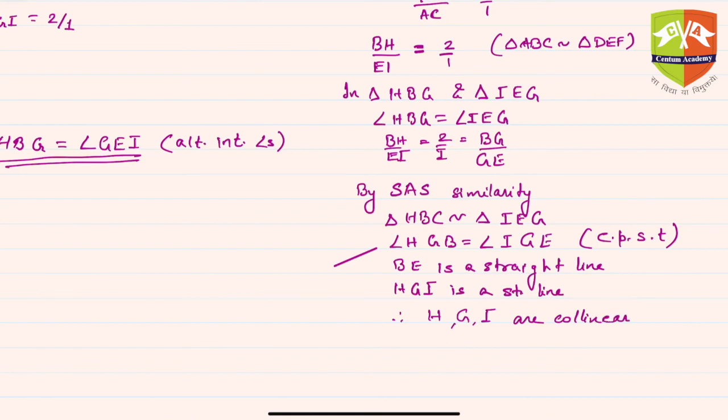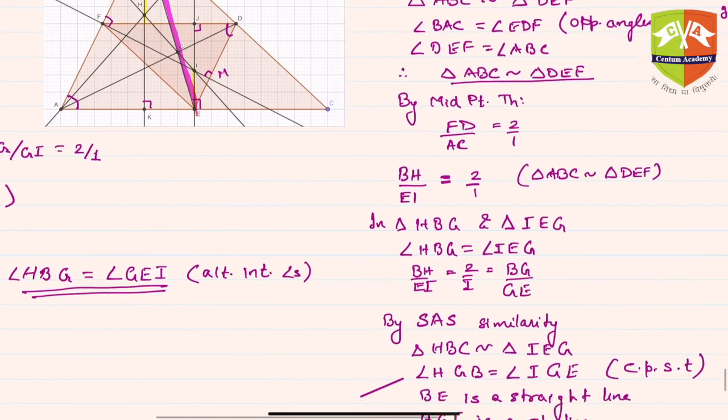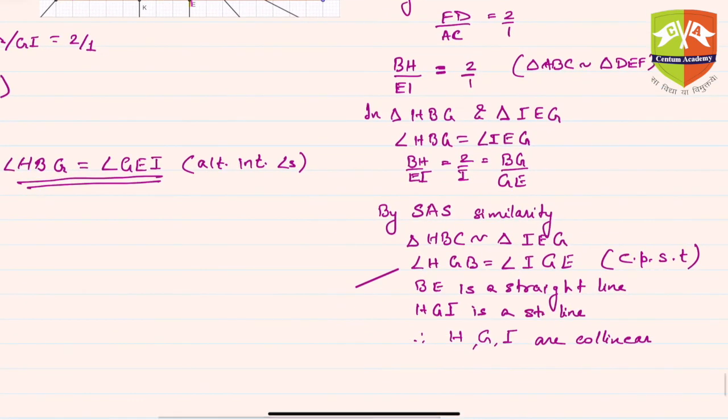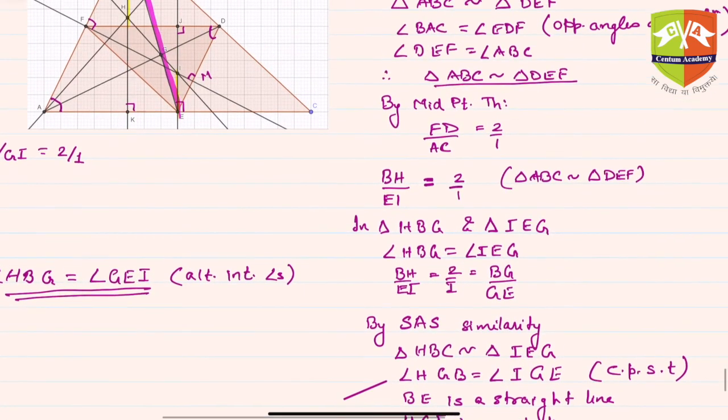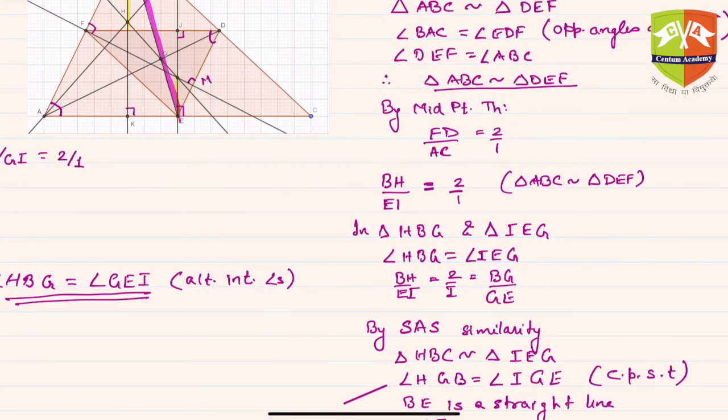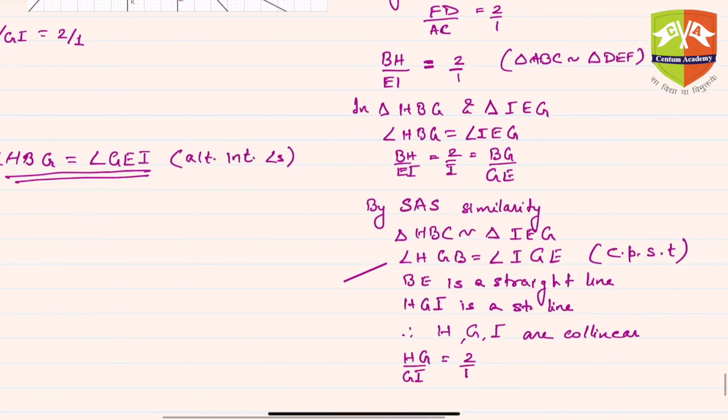First part is proved. Now let's see the second part. Since it follows directly from the similarity itself that HG by GI will be equal to 2 by 1. Why? Because the other two sides are in the ratio of 2 is to 1. So the third side HG and GI will also be in the ratio of 2 is to 1. Hence, proved. It's a very interesting proof, guys.